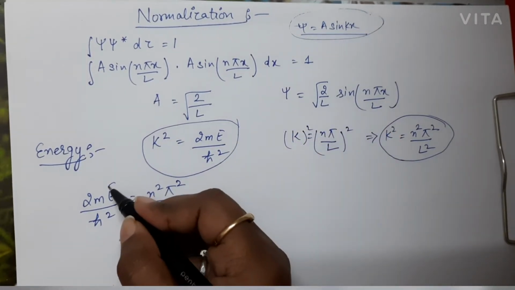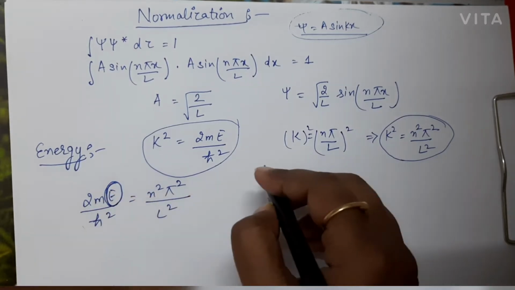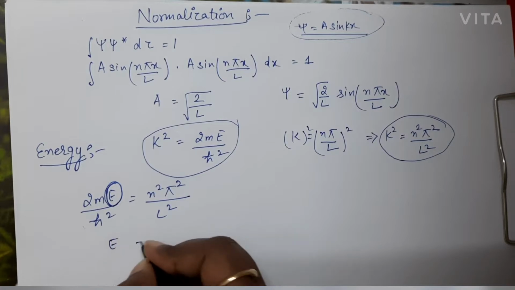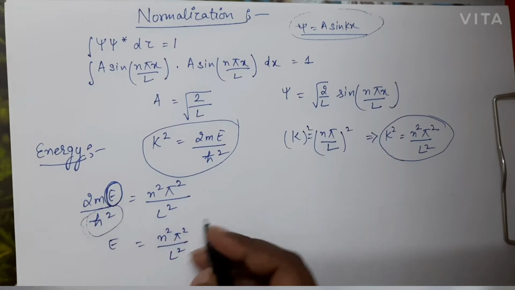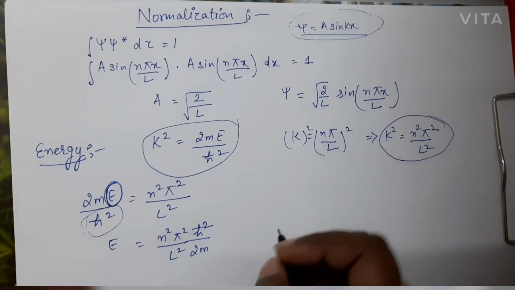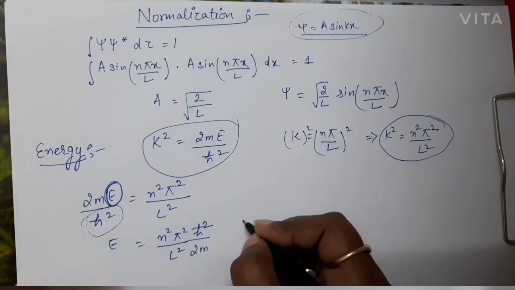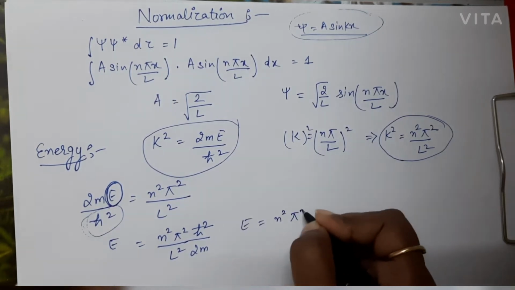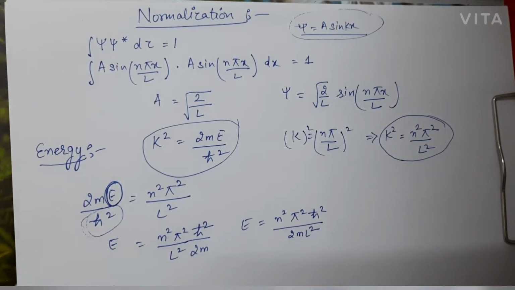Now from here keep E on the left hand side and take the remaining things onto the right hand side. So you will get E equals n square pi square by L square. This h cross square will come in the numerator and 2m will go here. Or you can say you have got E equals n square pi square h cross square by 2mL square.